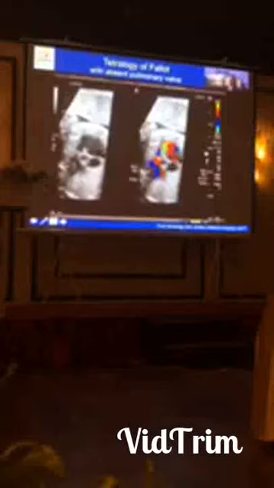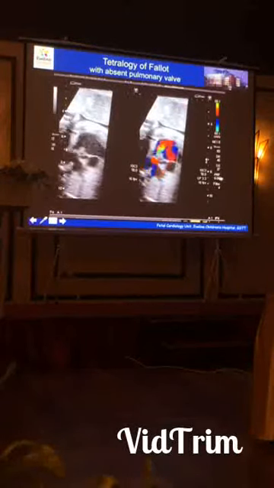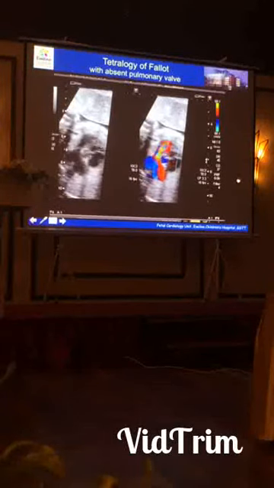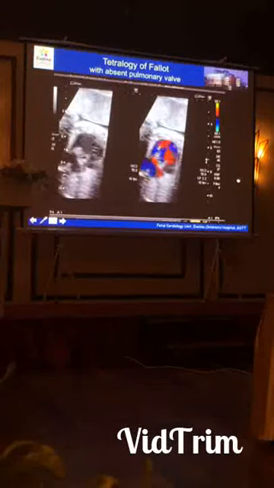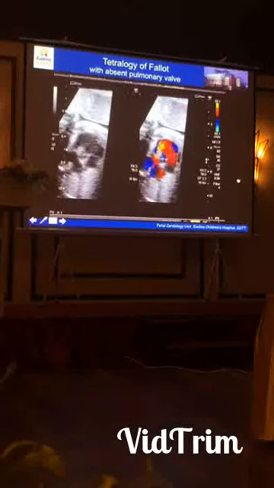It's called absent pulmonary valve. It's not really absent, the valve's there. It's more of a very dysplastic pulmonary valve, and it tends to be very regurgitant, which you can see here. So you get this to and fro flow across the valve, and these big pulmonary arteries can be a big problem for the baby after birth in terms of respiratory symptoms. So the management can be quite difficult for some of these babies after they're born.